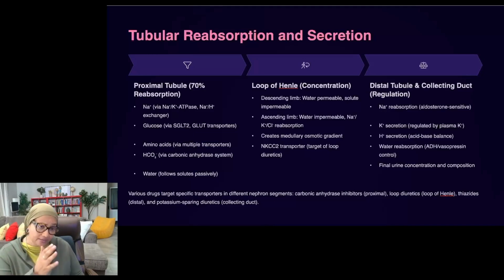Water goes back under the influence of ADH, which is a hormone secreted by the posterior pituitary gland, and its function is to conserve water. Then after the collecting ducts, of course, there is no more processing of the filtrate. It just goes into the different levels and generations of collecting ducts to be dumped as urine.